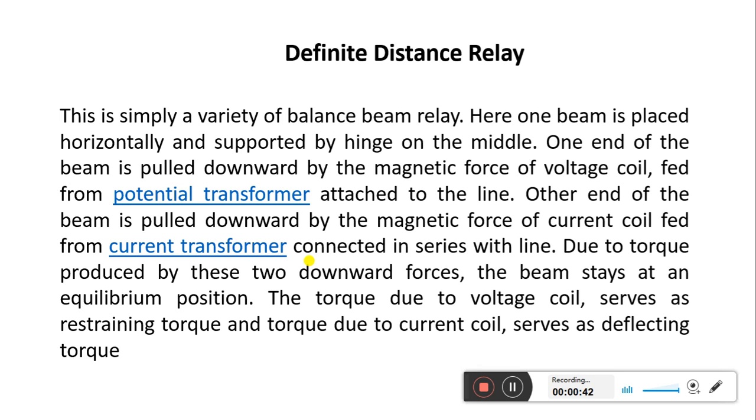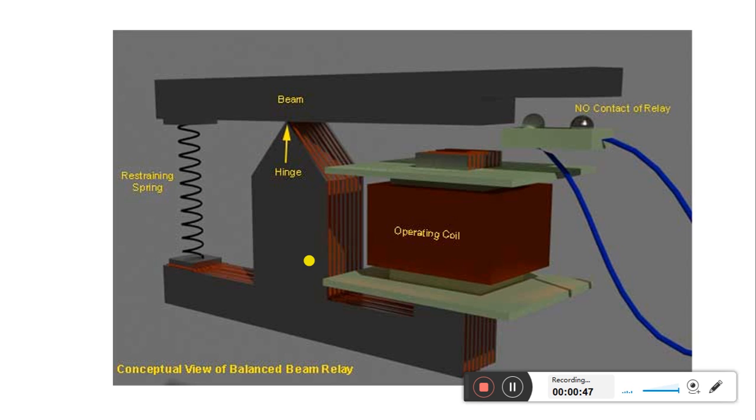Before discussing this definite distance relay, let us go to the circuit diagram. So this is the circuit diagram. This is the restraining coil, which is operated by the voltage, and this is the operating coil, which is operated by the current. This is a beam and this is a hinge. This beam is normally balanced on this hinge, and these are the normally open contacts.